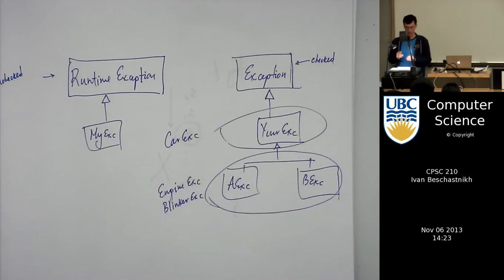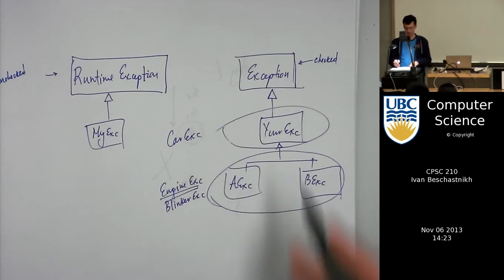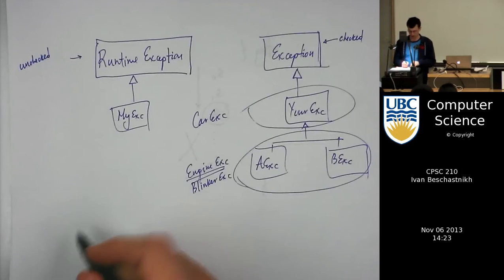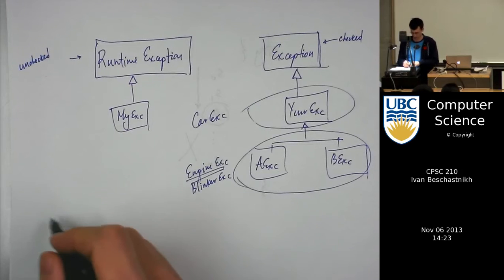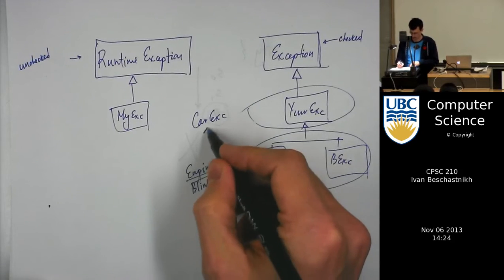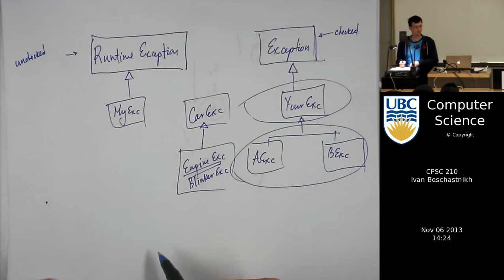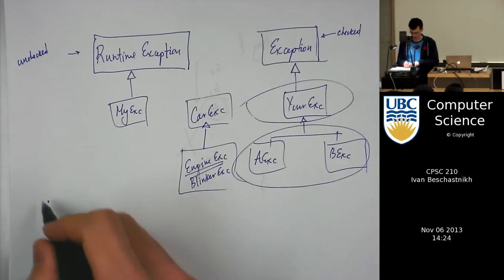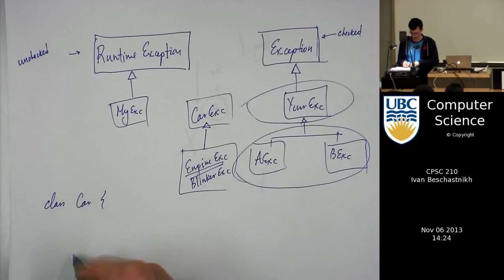And then your engine might say, oh, it's an engine exception. I better do something. I don't allow you to go over 80 miles an hour, something like that. So these exception hierarchies are very cool because you can have a method. So let's work through an example where I have a car exception, and then I have an engine exception, which is a subclass.